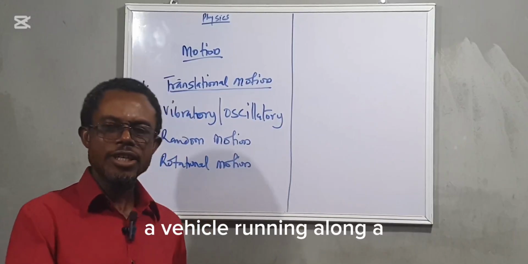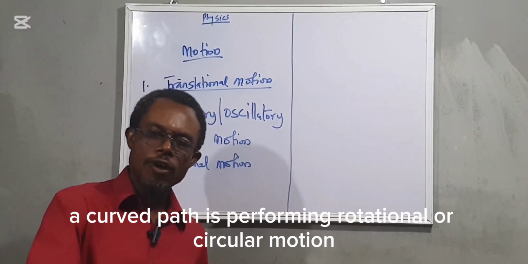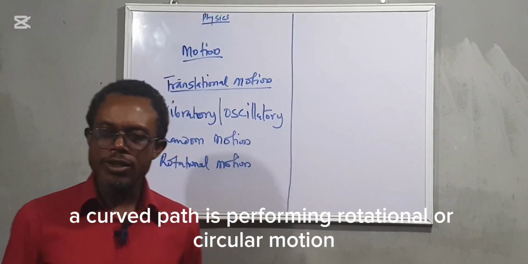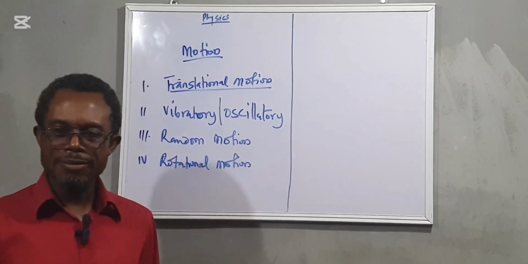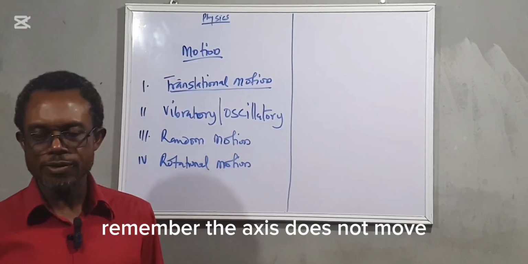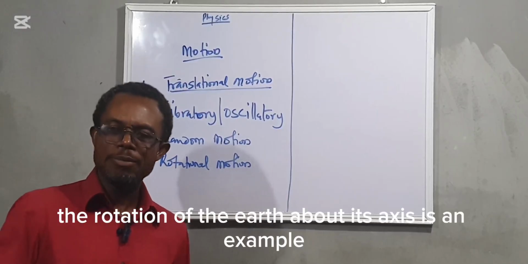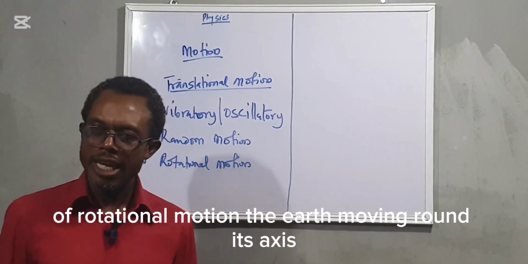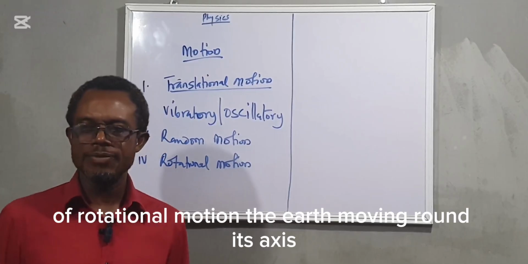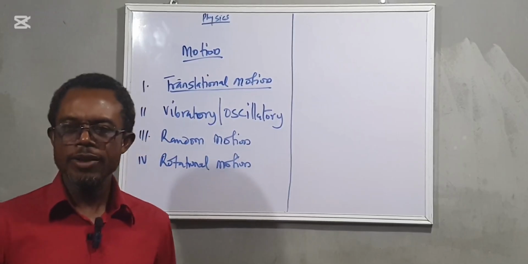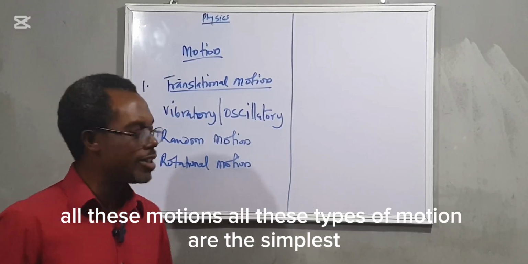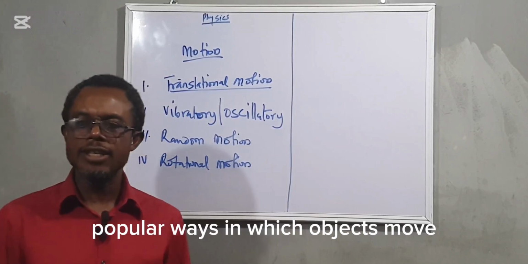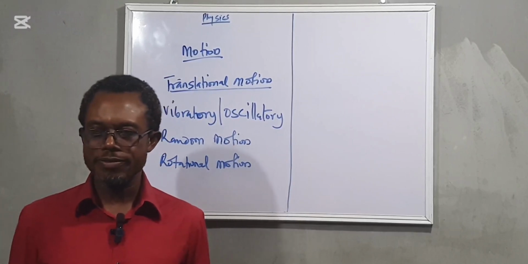A vehicle running along a curved path is performing rotational or circular motion. Remember, the axis does not move. The rotation of the earth about its axis is an example of rotational motion. The earth moving around its axis, in this case, around the sun. All these types of motion are the simplest popular ways in which objects move.